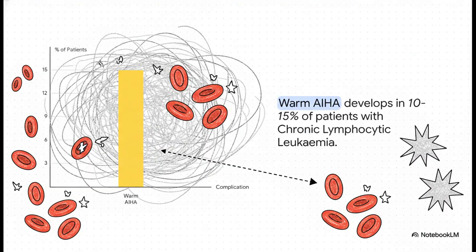And just to show you how common some of these can be, just look at warm autoimmune hemolytic anemia. Somewhere between 10 and 15% of all patients with CLL will end up developing this condition. That's where their own immune system literally starts destroying their red blood cells. It's a really significant cause of problems for these patients.